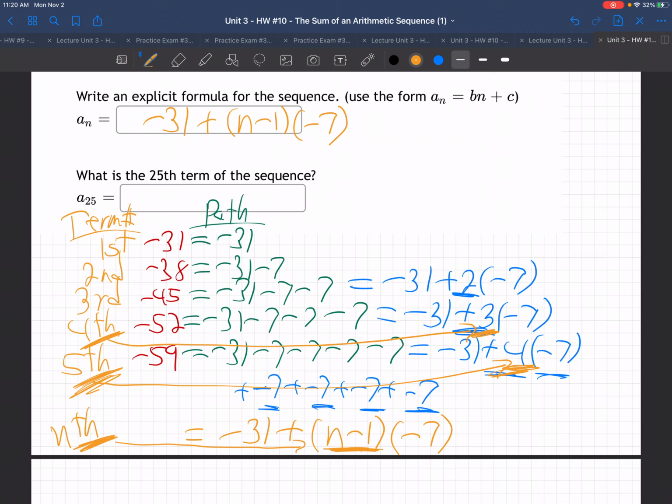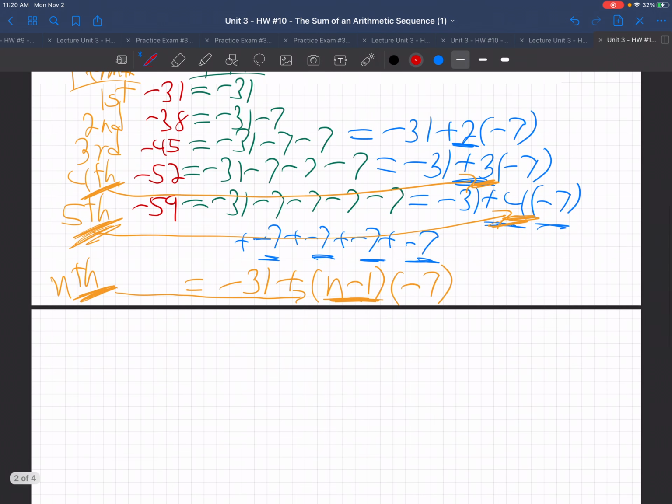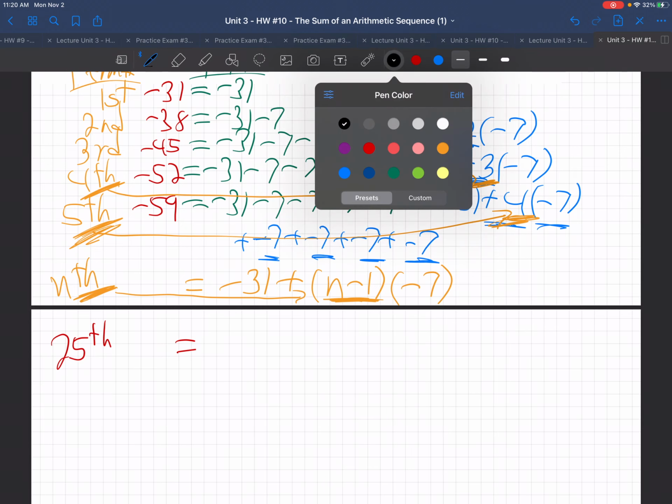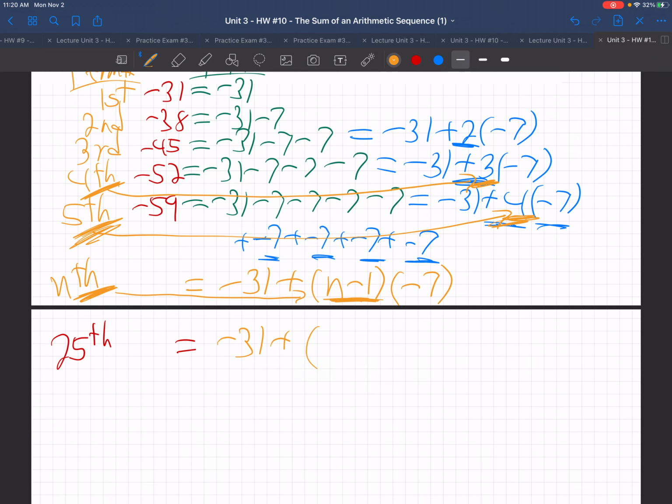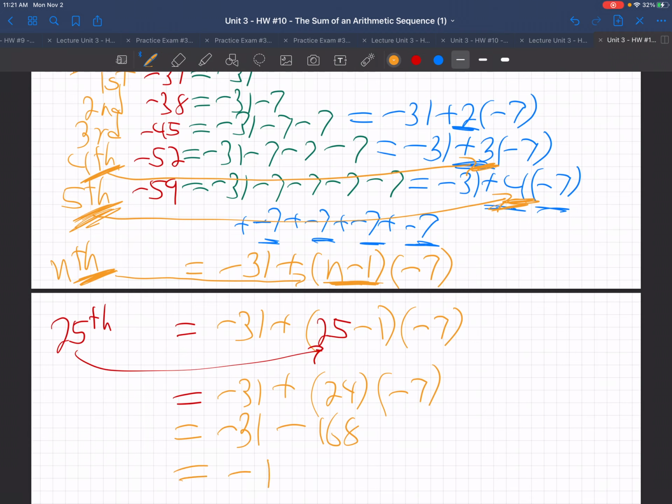Now they're asking, what's the 25th term? So how do we find the 25th term? Well, for 25th, we'll just plug in a 25 for our n value, won't we? So put in a 25 right there. And so what are we going to get? Minus 31 plus, this will be 24 times minus 7. Work that out in your calculator. I'm getting minus 31, so 24 times 7, we get negative 168. And so that's minus 199.